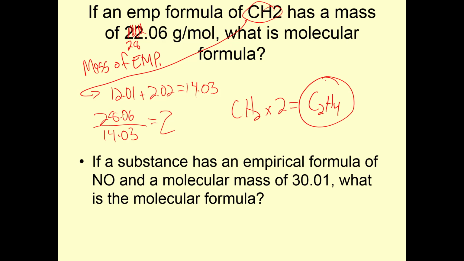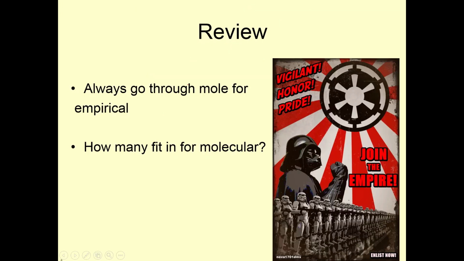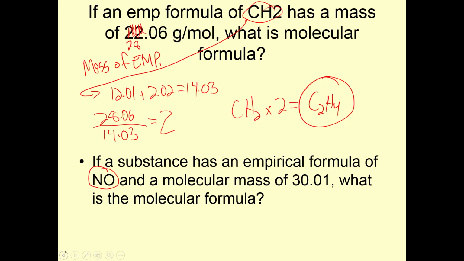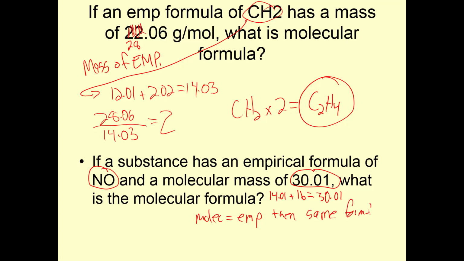The next one says an empirical formula of NO and a molecular mass of 30.01. What is the molecular formula? So 14.01 plus 16 is 30.01. Okay. If the molecular mass is 30.01 and the empirical is the same, if molecular equals empirical, then it's the same formula. Yeah, it is. So that means NO is NO.